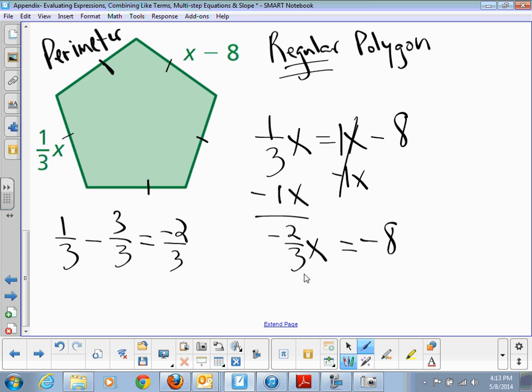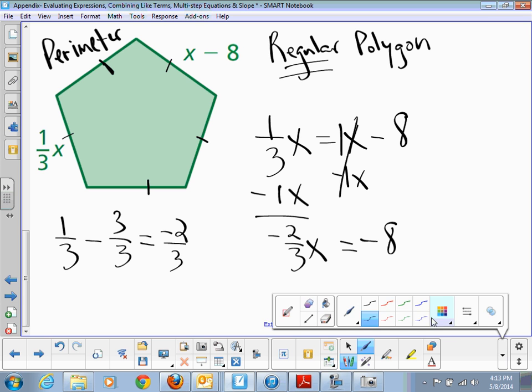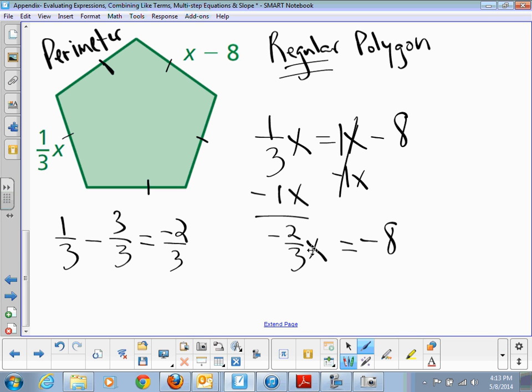Now we just got to get rid of this negative 2/3. So what we want to do, there's a couple things we can do. The opposite or inverse of multiplication is division. So we would divide both sides by negative 2/3, and that's where we do our KFC, keep, flip, change, or some of you say KCF, keep, change, flip.